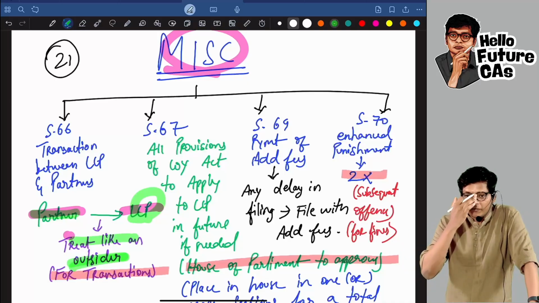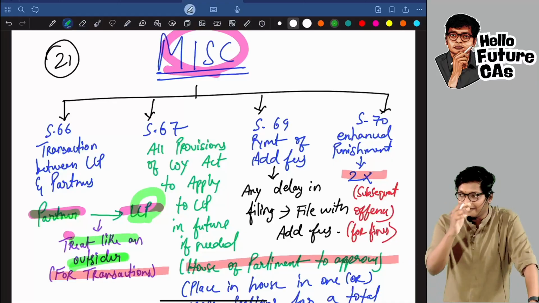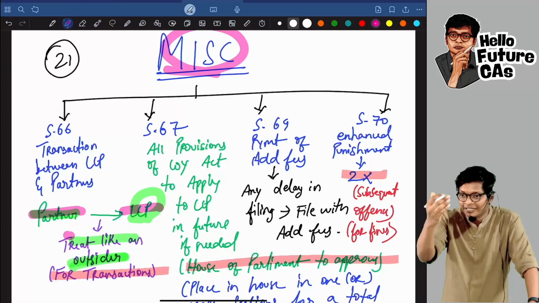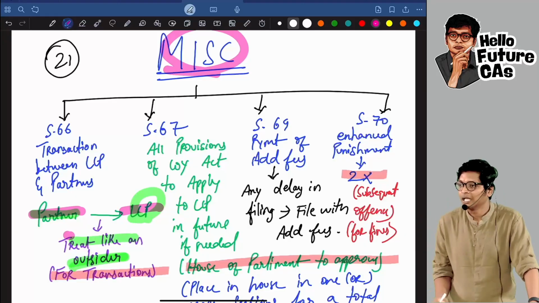Let's say tomorrow after 20 years, my son is also doing CA. I will make him watch my class. Come on, sit, see all of this. Okay, so treat him like an outsider. He has to pay fees. No special treatment. Are you following?